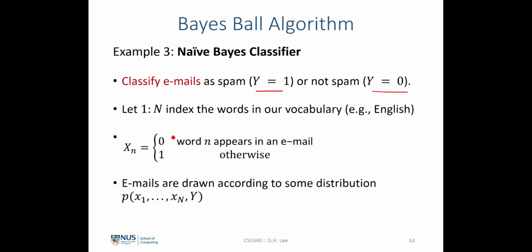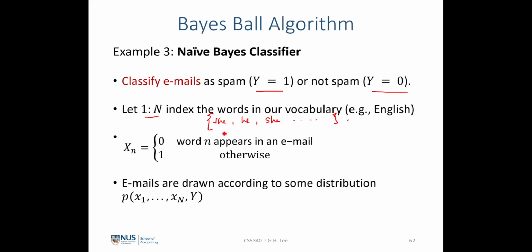And let 1 to n index the words in our vocabulary. For example, we have n number of words in English. And then xn equals 0 or 1, which is the binary random variable which denotes the nth word appearing in an email or otherwise. So suppose that the first word is 'the', the second word is 'he', the third word is 'she', and so on and so forth. So I have n number of these words.